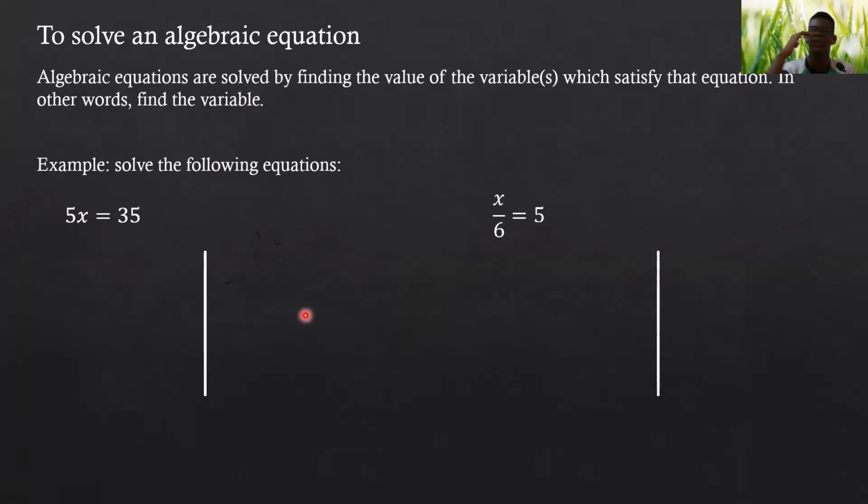So this is an example, and this is exactly what I wrote before. Algebraic equations are solved by finding the value of the variable which satisfies that equation. In other words, find the variable, all of which I said before. I completely forgot that it was already on the slide. Otherwise, I wouldn't have re-emphasized it like that. But let's look at an example of solving the following equations. Now, 5 times some unknown y is equal to 35.